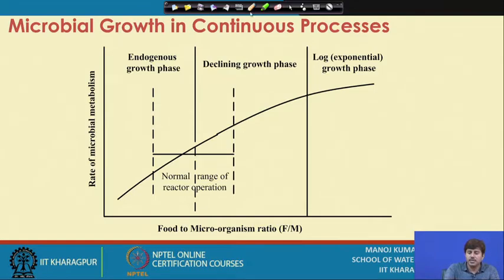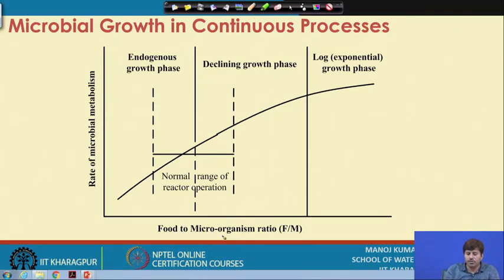So, it is something like that, you have a food to microorganism ratio that depends on the, this is your endogenous growth phase, this is your declining growth phase, and this is the normal range of the reactor operation. So, during this more or less steady growth phase one actually operates such systems.